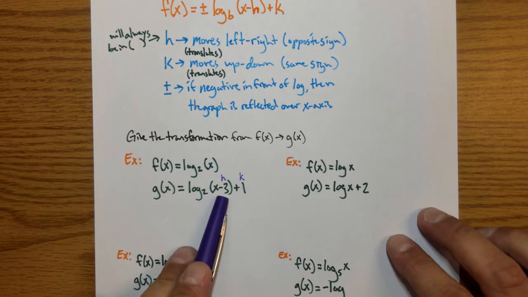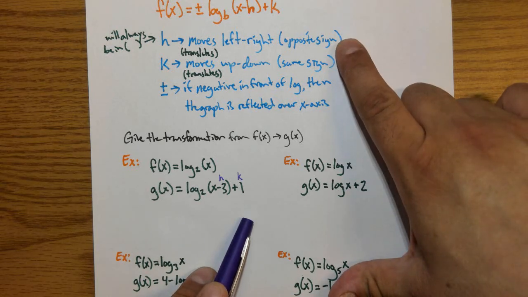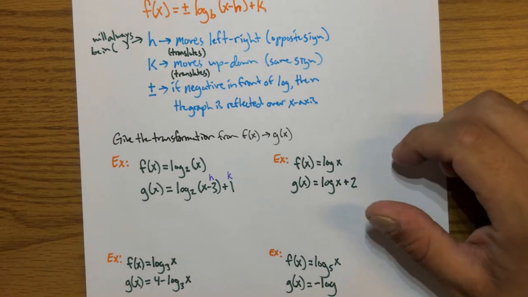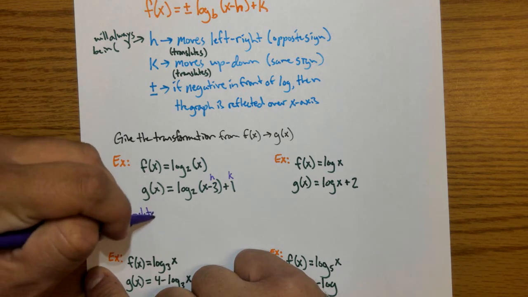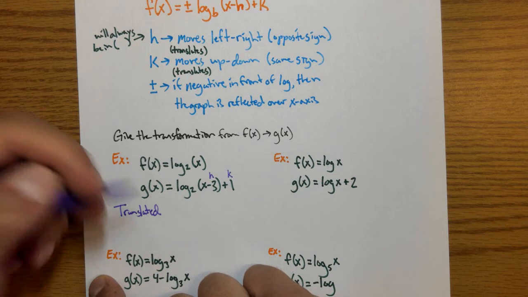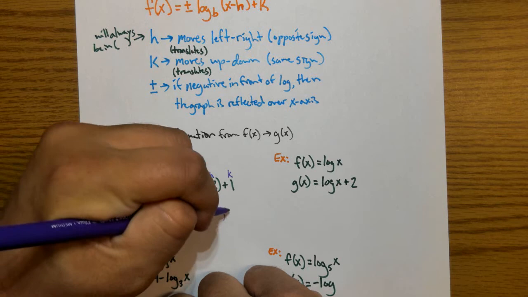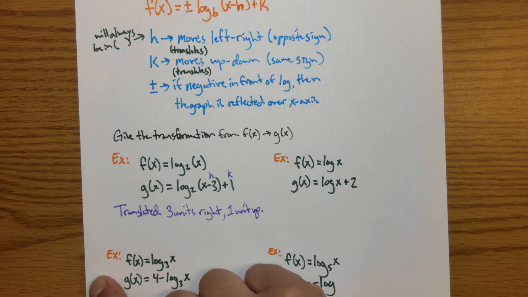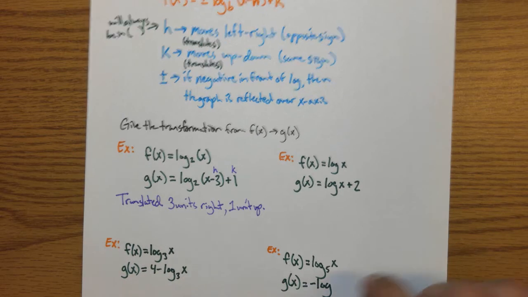So it's x minus 3, which means it's shifted to the right 3 units. Remember, it's the opposite sign. It reads as negative, but it shifts to the right. So what we would say about this would be it's translated. Remember, translated just means shifted or moved. Translated 3 units right and 1 unit up. The k is the up, right? And the k is the same sign. So k will always be outside of the parentheses. H will always be inside the parentheses. That's how you can tell the difference.